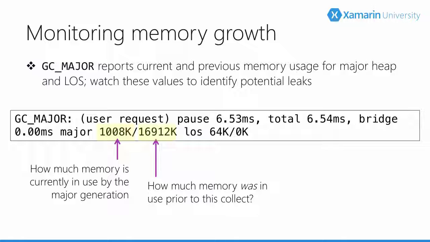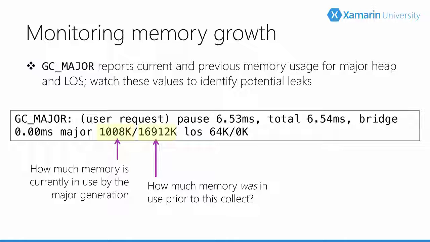Now, what you're going to want to look for in these two values are where the first number is larger than the second number. All right, and so what that indicates is memory growth. And if you see that pattern continually through your app, in other words, it never seems to go down, then you have a perpetual memory leak.